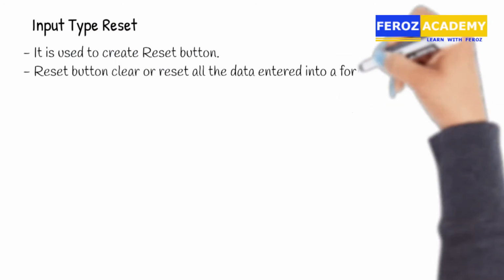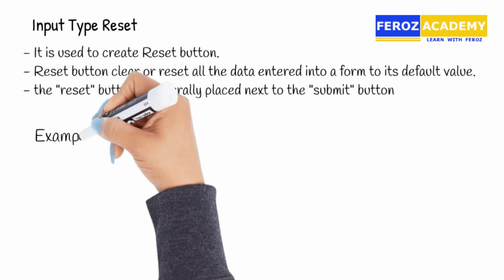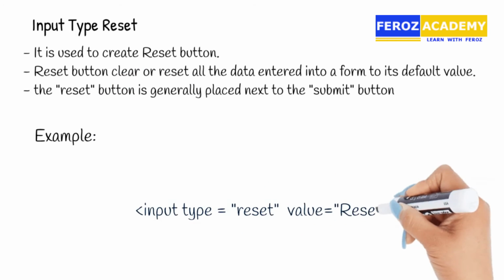The input type reset is used to create the reset button, which is commonly seen next to the submit button. The button allows you to reset all the data entered into the form to its default value.